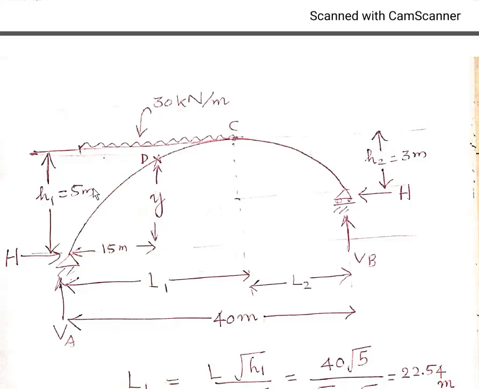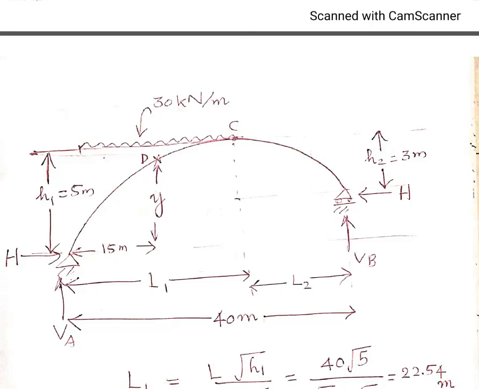So now, what is the moment about this point D? We can easily calculate the value of moment at this point D. It is nothing but VA into 15 minus 30 into 15 by 2 minus H into Y. Correct? So the moment about this point D is VA into 15 minus 30 into 15 by 2 minus H into Y.